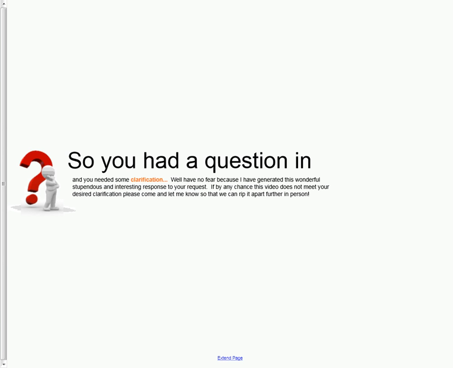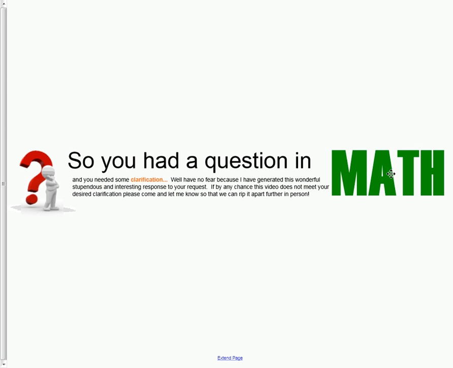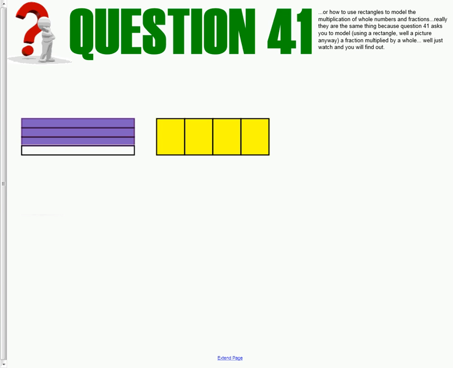Okay, so we've got our first requested video, which was a request for something that would show how to multiply a whole by a fraction, and specifically how to multiply a whole by a fraction while using the rectangle model. So we are looking at a question, of course, in math, and we're going to get started on that right away. So specifically, someone asked about question 41 from check-in number 1.